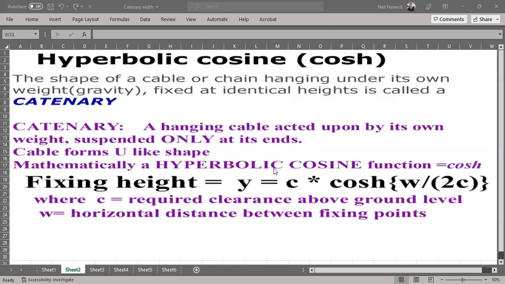It's defined by a hyperbolic cosine function. This function is an exponential series. Exponential, Euler's number. Why is Euler's number important? This is a natural process because it's hanging under gravity. So what we want to do is to rearrange this equation here. So how do we do that?